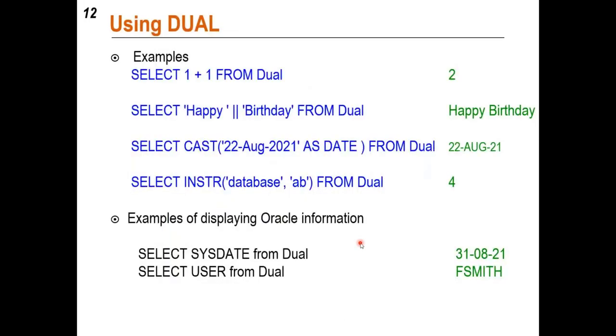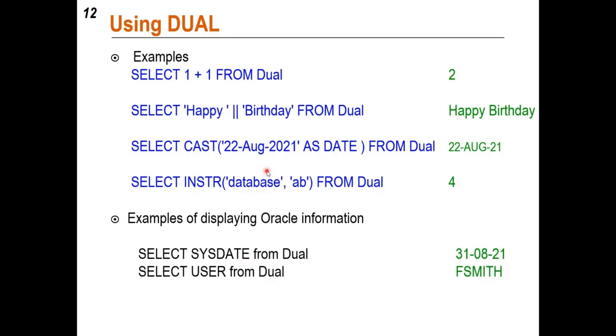Right, for example, this is how we use the dual table. Here I wanted to add two numbers, so I use select 1 plus 1 from dual. If I run this, I'll get the output 2, because 1 plus 1 means 2. In the second example, I wanted to find out how this string looks when I print it in my report, so I can again use the dual table for that testing purpose. This is just a happy birthday string and how it looks.